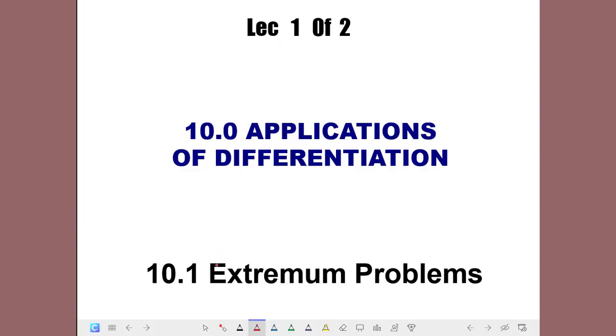Chapter 10, Applications of Differentiation. 10.1, Extremum Problems.